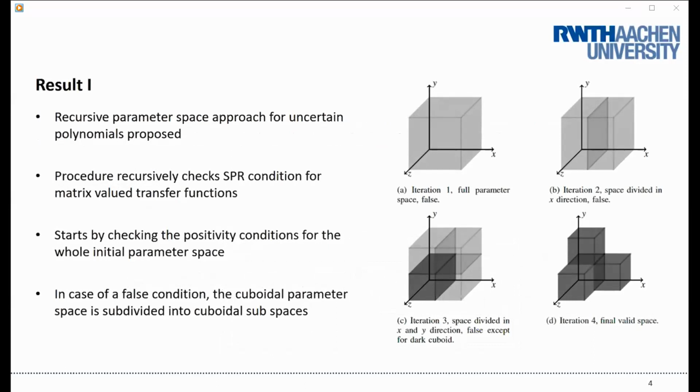We developed a recursive parameter space procedure for uncertain polynomials, and this procedure employs a MIMO condition for uncertain matrix value transfer function. In the right-hand figure, you can see a graphical simplification. We start by checking positivity conditions for the whole initial parameter space. And then the next step, if the condition is false, the space is subsequently divided and checked again, and then this procedure repeats.